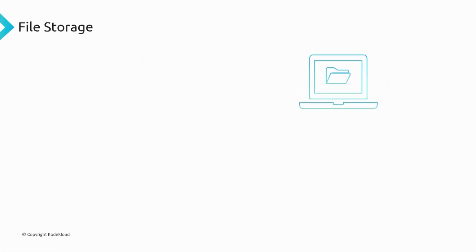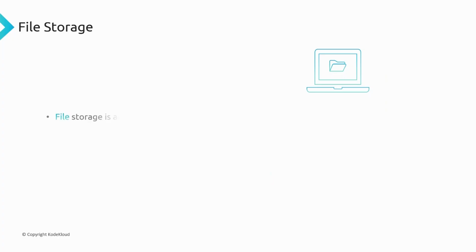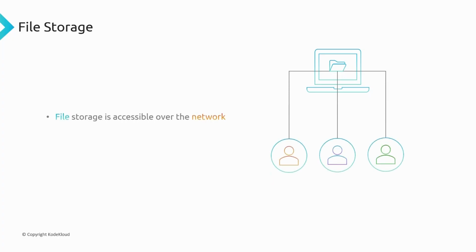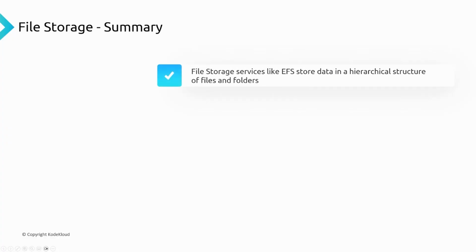Now, as I mentioned, file storage is accessible over the network. And one of the great parts about file storage is that you can have multiple users, multiple clients connect to the same file system all at the same exact time. So it's not like it's one per client. You can have all of your users connect to the same file system. So just to recap, file storage services like EFS store data in a hierarchical structure of files and folders. They're accessible over the network.